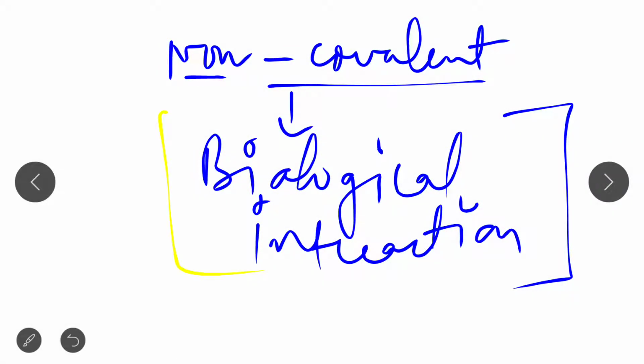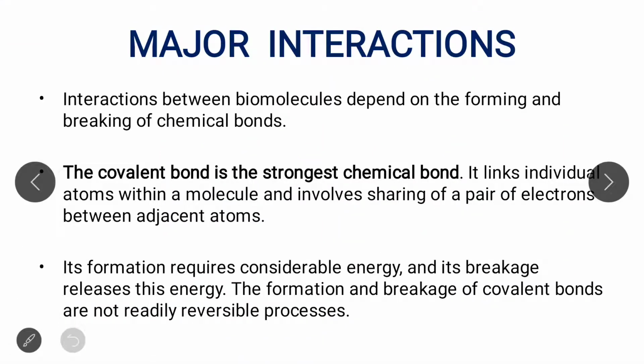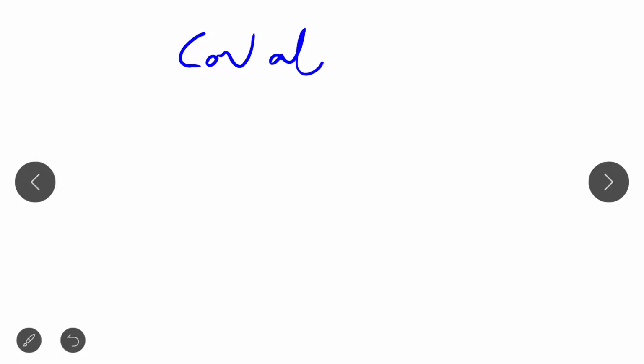Now let's look at the PPT. So what is interaction? Interaction between molecules basically depends on the forming and breaking of chemical bonds. As I already mentioned, it is of two types: one is covalent interaction, one is non-covalent interaction. Covalent interaction is formed by sharing of a pair of electrons between adjacent atoms. And remember one point, covalent interaction is basically the strongest.